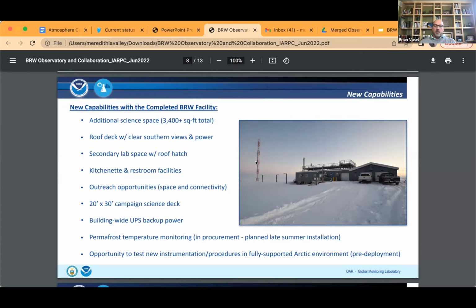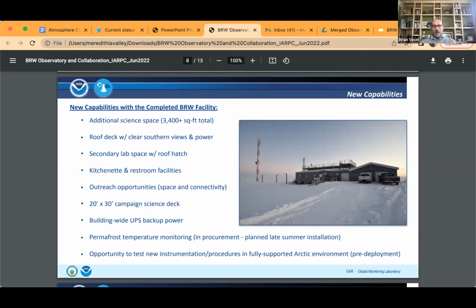We've got outreach opportunities with our new facility space and connectivity. We can bring our science, not just ours, but our partner science, including DOE and USGS. If we can connect our science from the North Slope down to facilities and classrooms with our new fiber connection, that's sort of the goal and why we invested in the fiber connection to the site.